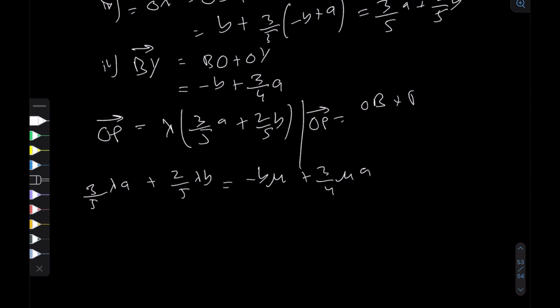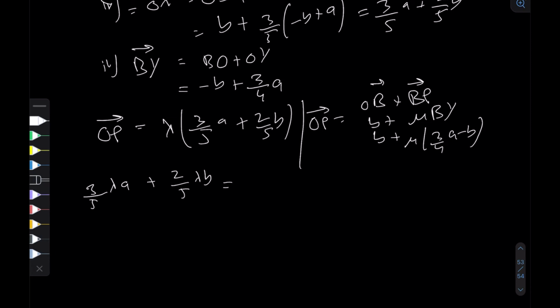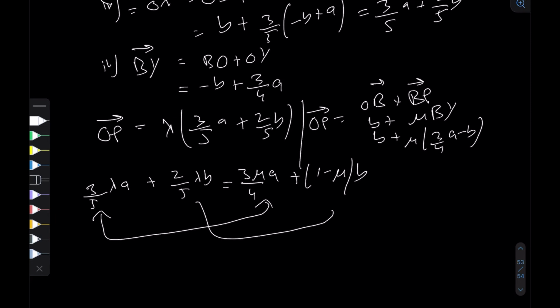OB plus BP, right? And they have defined BP to be mu times some vector, right? And this is B, so this should be equal to B plus mu times (3 over 4 a minus b). This should be equal to 3 over 4 times mu a plus 1 minus mu b. So we can equate both the a's and the b's.